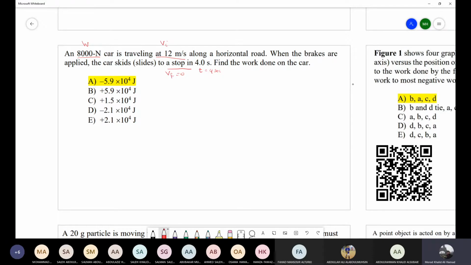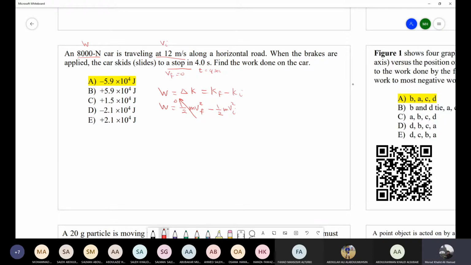He is looking for the work. We know that the work is equal to change of kinetic energy, which is equal to K final minus K initial. So the work equals half m v final squared minus half m v initial squared. Since v final is 0, I know this one is 0. Right? Right. Okay.